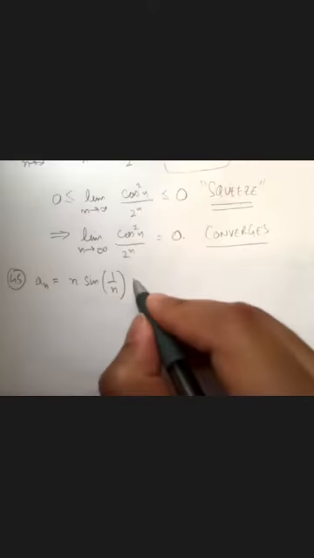n times sine 1 over n. So first rewrite it in this form. I'm just taking n into the denominator, therefore it's 1 over n. Because when the denominator has 1 over n, it means n is a numerator. And I'm writing this to make the argument, because the argument of sine is 1 over n.